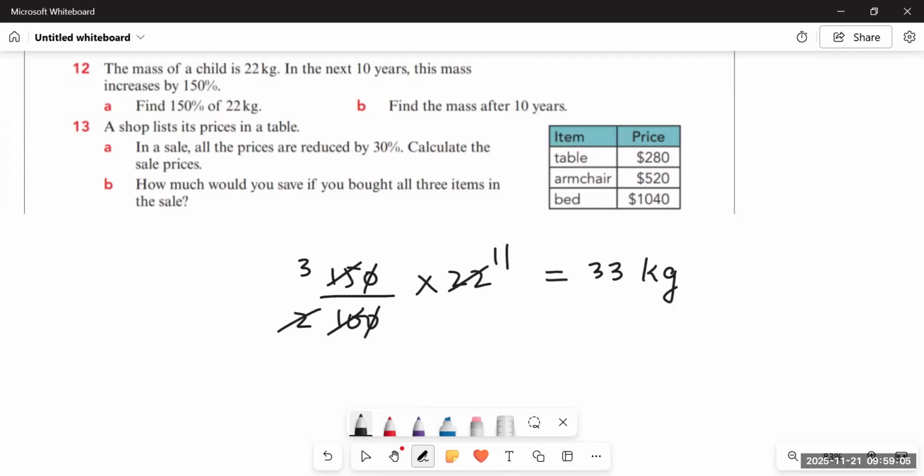Now, what would be the mass after 10 years? So it would be 22, the mass right now, plus 33. That's 55 kg. So the new mass of the child after 10 years would be 55 kgs. Right?